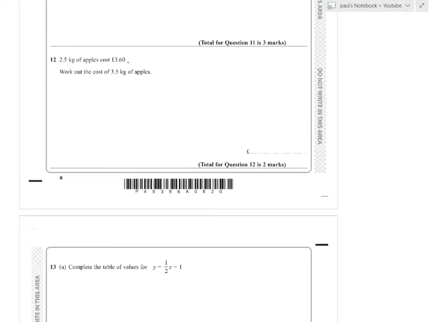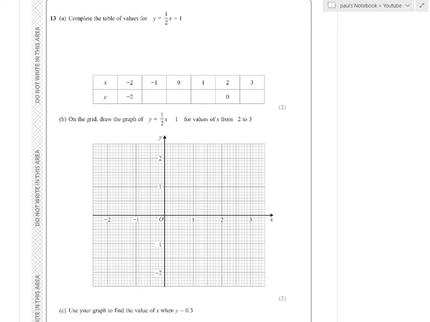2.5 kilos of apples cost £3.60. Work out the cost of 3.5 kilos. So all we need to do is take 3.60, divide that by 2.5, which will find us the cost of one kilo, and then multiply that by 3.5. Don't worry about all those decimals, it'll work out okay. 3.60 divided by 2.5 times 3.5 is £5.04. Looking good.